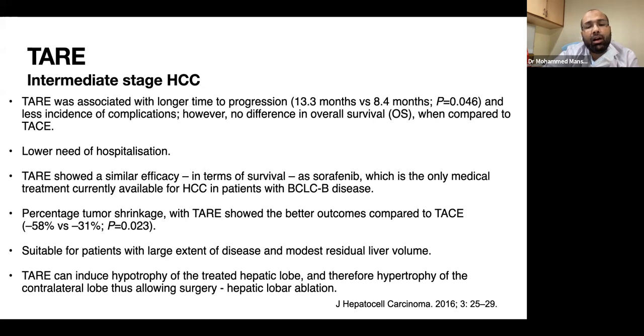TARE can induce hypertrophy of the untreated hepatic lobe, that is the hepatic lobar ablation. And therefore, when there is more disease in one lobe, we radioembolize that lobe, it shrinks, and the other lobe and the caudate lobe undergo hypertrophy, thereby improving liver function. This is the hepatic lobar ablation.